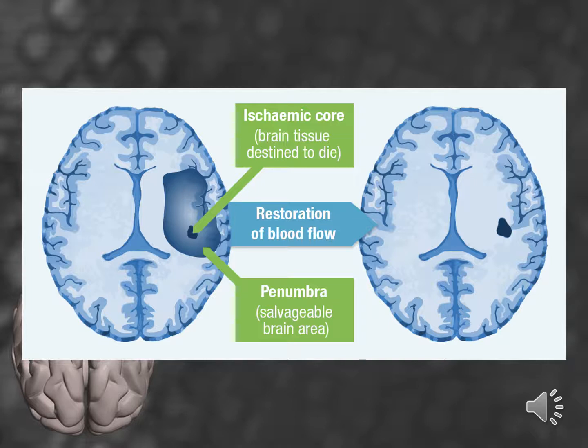As you see on your left side, that's where you're actually having your stroke. Then once we reopen that blood vessel through thrombolytic therapy or something else, you can see on the right side that you've only lost that ischemic core and we've regained the function of that penumbra region.